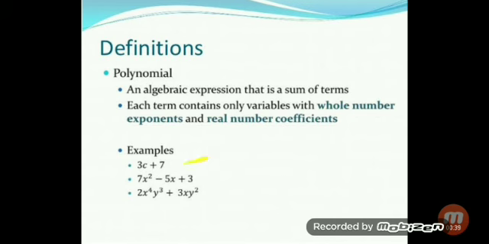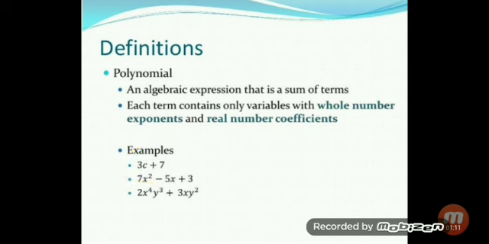First example is 3c plus 7. Here c is the variable, and 3 is the coefficient of variable c. We have two terms in this polynomial. The first term is 3c and the second term is 7. And 3 and 7 are both real numbers, so the coefficients are real numbers. This 3c plus 7 is a polynomial.